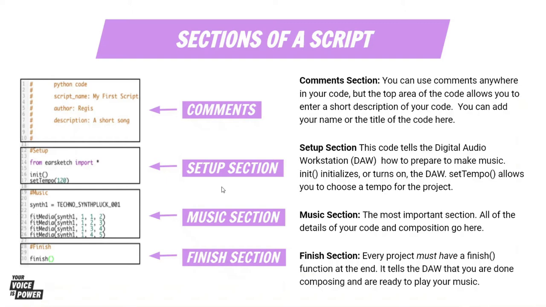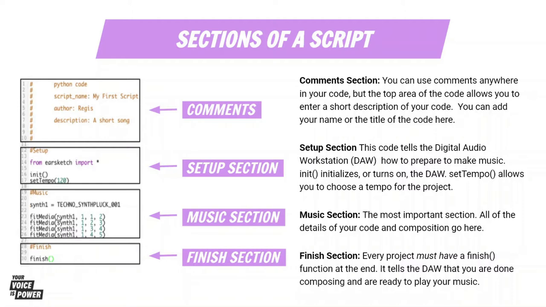Now remember, there are four sections to your script, and this is going to show up when you start a new script. We're going to have all this comment section at the top, and the comments are like your heading, where you're going to put your name and the name of the script, and you can just do a short description of it as well. And the setup is really important. This is going to come with it, and we want to make sure that we keep this code there. This section tells the DAW how to prepare to make music. So it initializes it, and it sets the tempo.